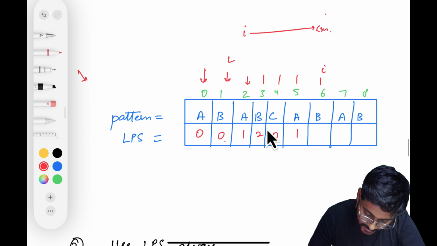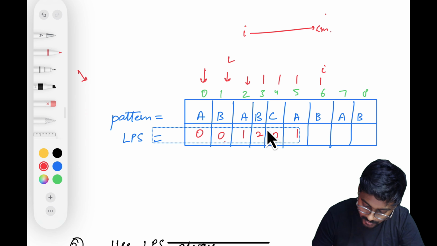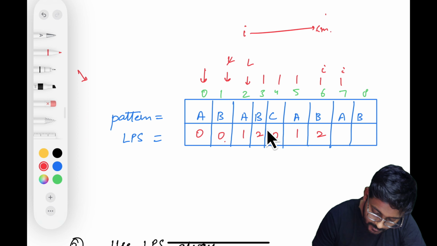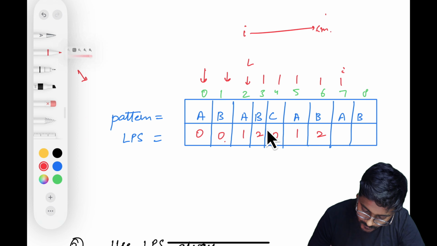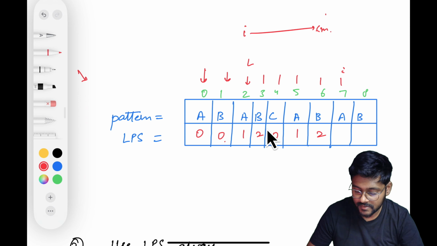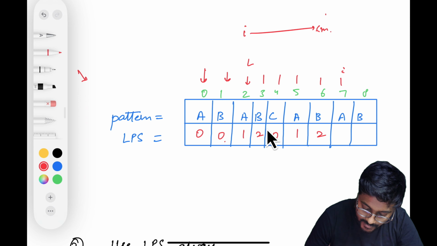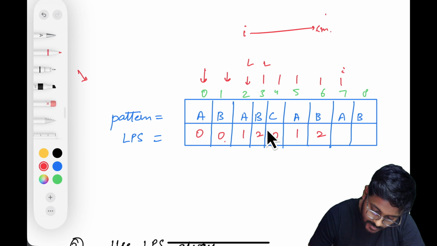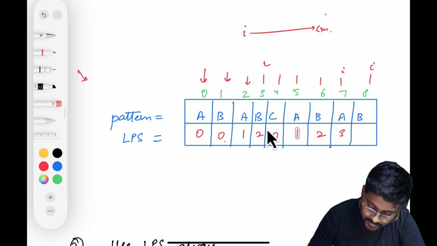Okay, now L and I both are having same value. Increment L, update the LPS of I with L, which is 2, and then increment I. Now try to match the value at L and I. Again they are same. So length plus 1, which is 3. Length is going till this and 3 is updated here. I is coming here. State is something like this.